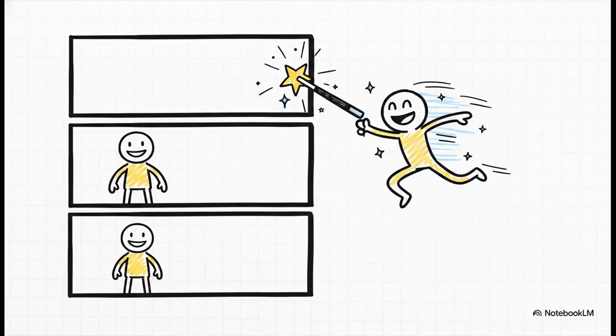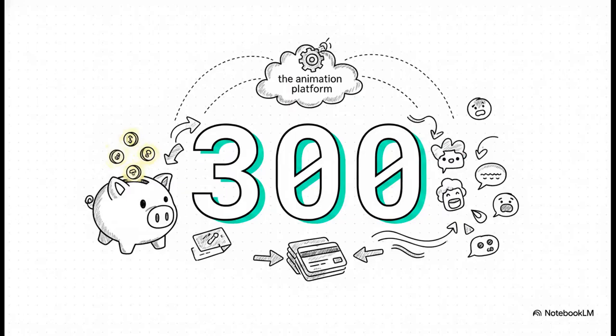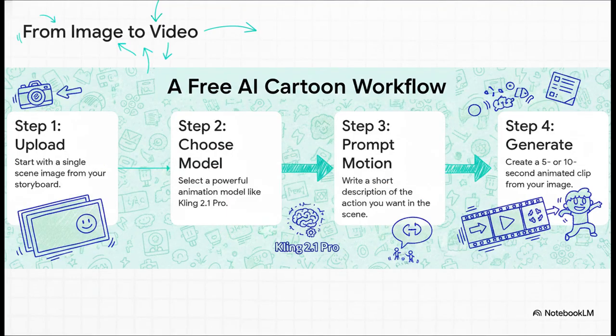Now for the really cool part, bringing our still images to life through animation. The animation platform we're using gives every new account 300 free credits to start. It's super simple. You upload your image, tell the AI how to move it, and generate a clip.